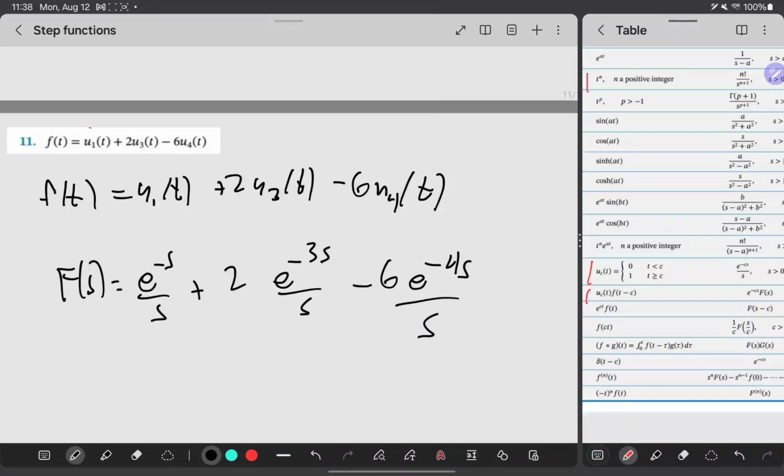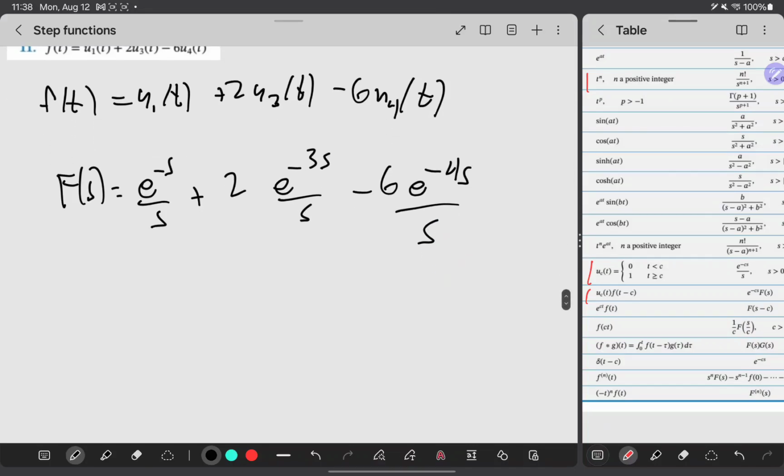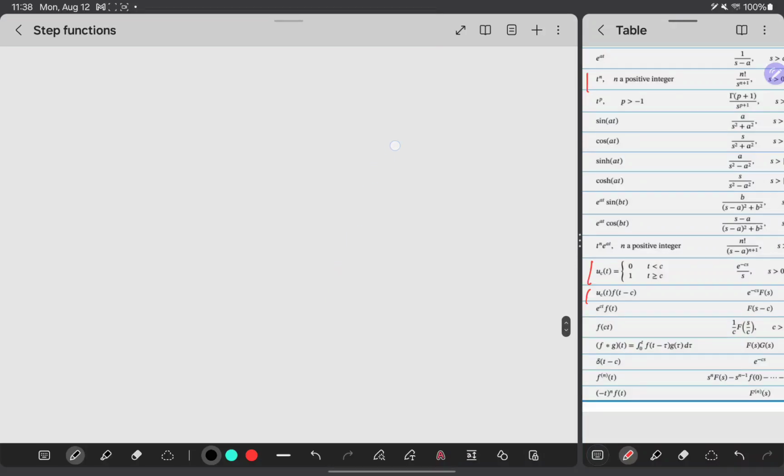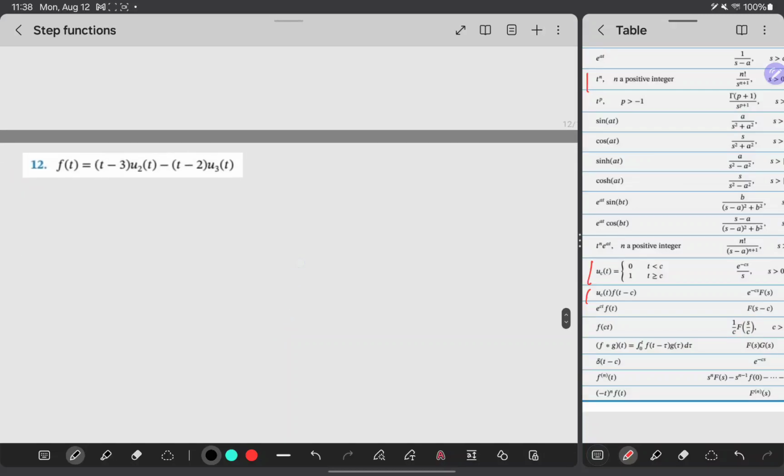Is it that easy? There's no way. Let me see. Yeah, that's it. That is it. Okay, let's look at the next one, number 12. Let's see, we have f of t equal to t minus 3 u of 2t.